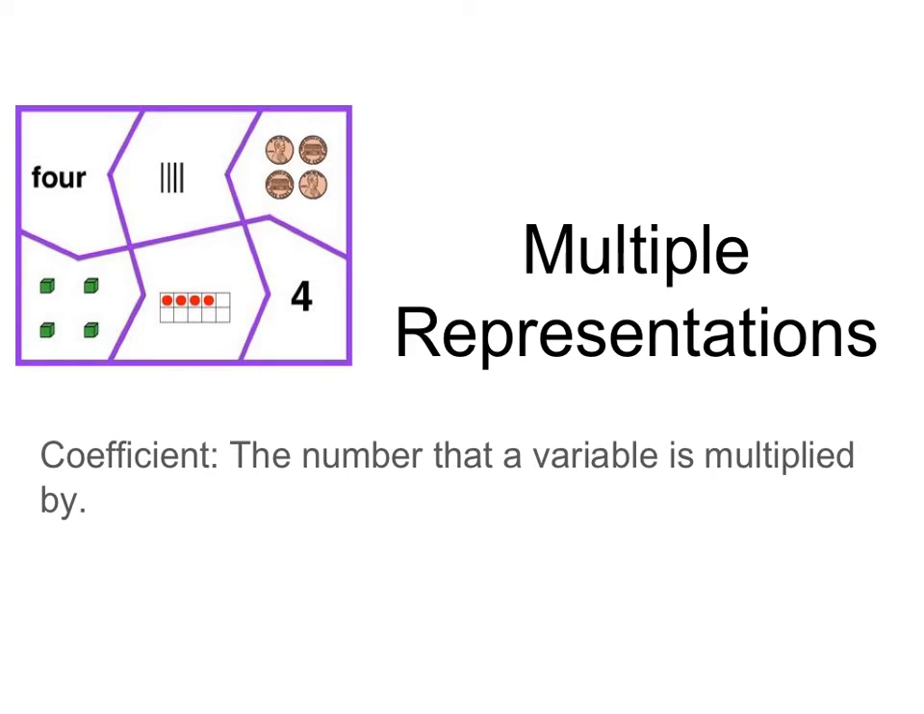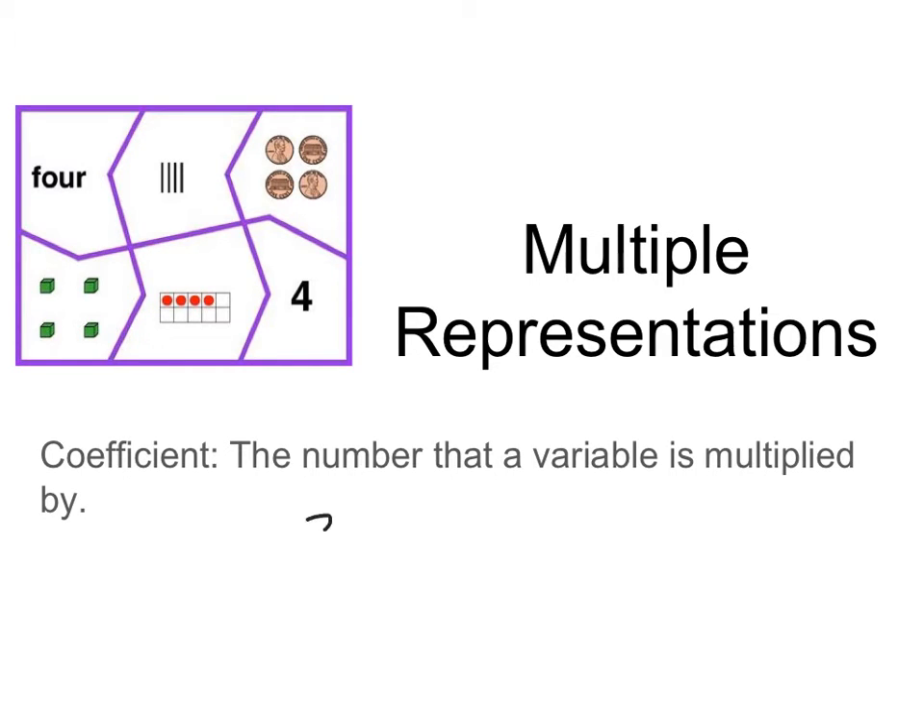In this video, we are going to learn how to make multiple representations of the same algebraic relationship. In doing so, we are going to talk about a new term, the term coefficient. The coefficient is the number that a variable is multiplied by.